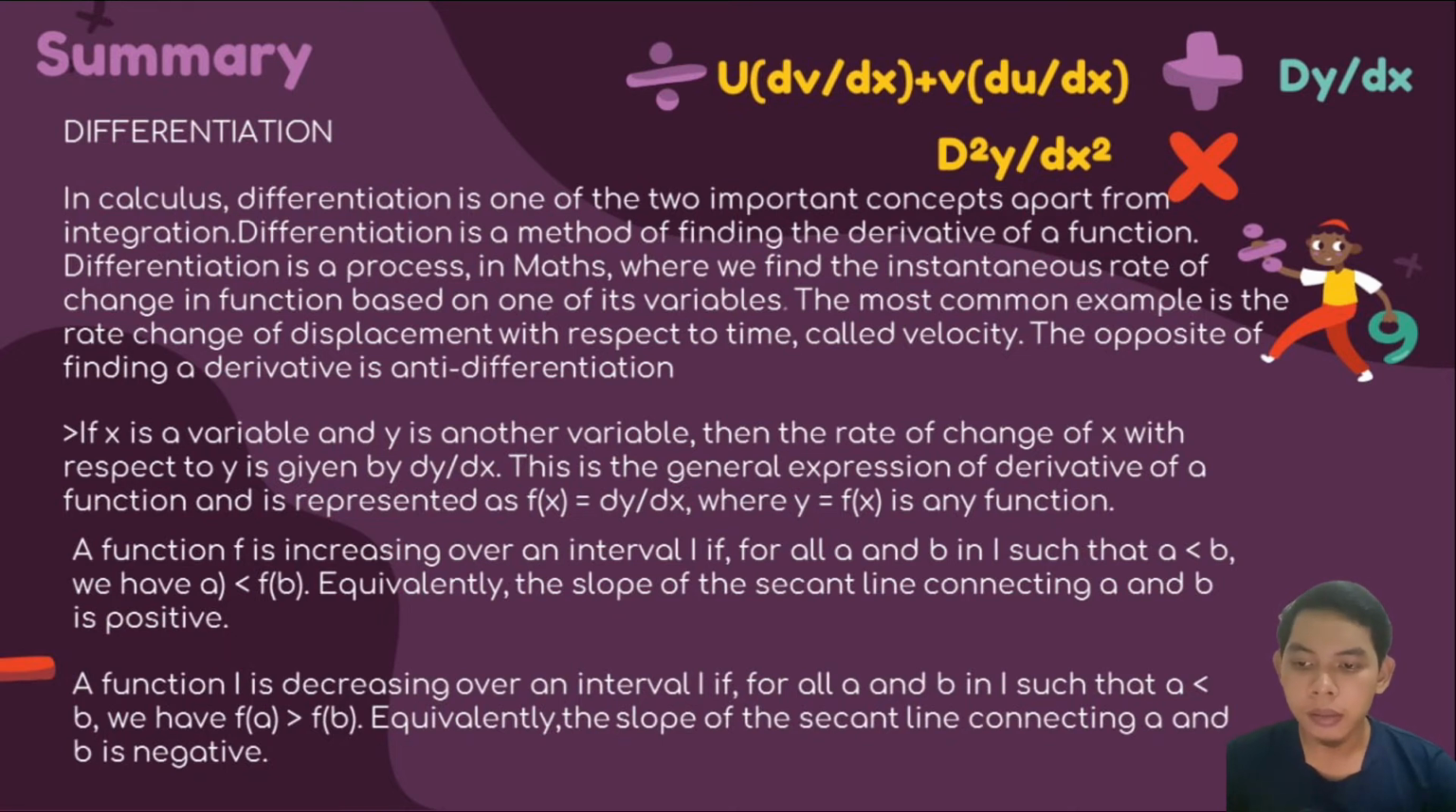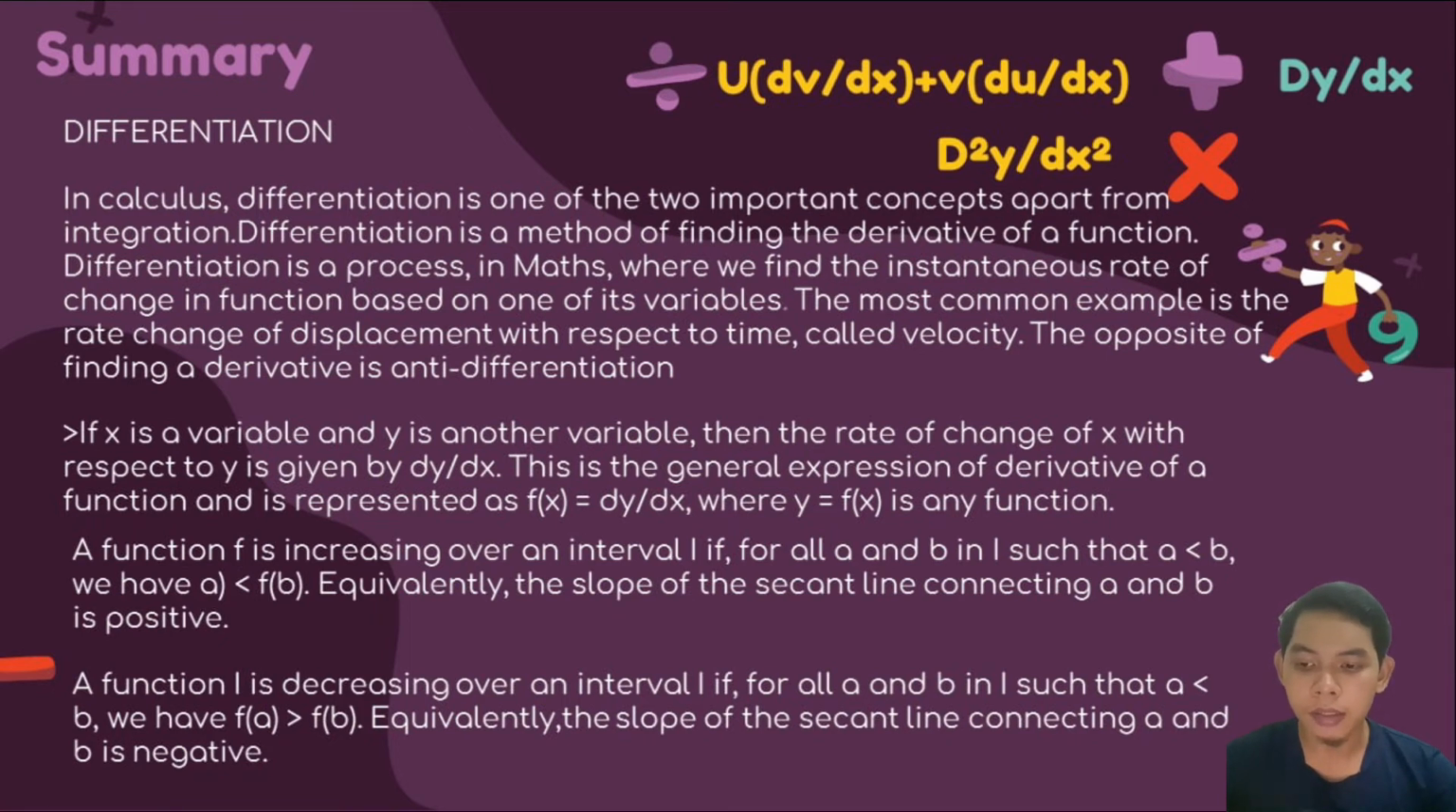Now I want to continue our presentation about differentiation. Summary. In calculus, differentiation is one of the two important concepts apart from integration. Differentiation is a method of finding the derivative of a function. It is a process in maths where we find the instantaneous rate of change of a function based on one of its variables. The most common example is the rate of change of displacement with respect to time, called velocity. The opposite of finding a derivative is anti-differentiation.